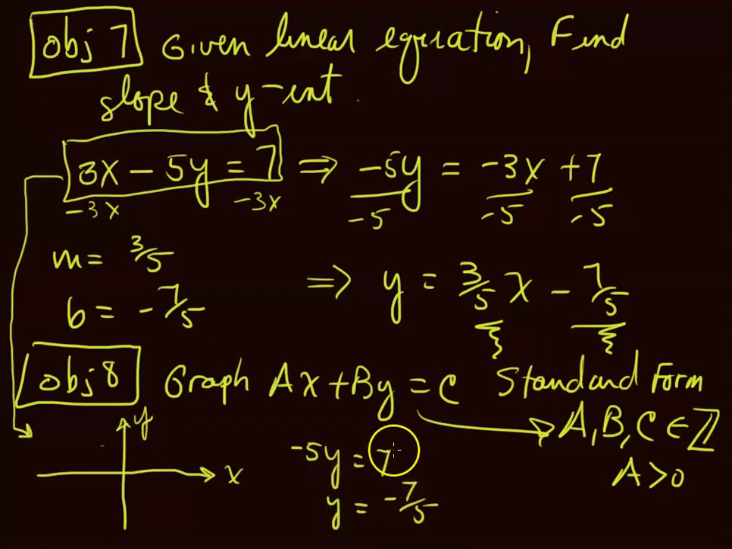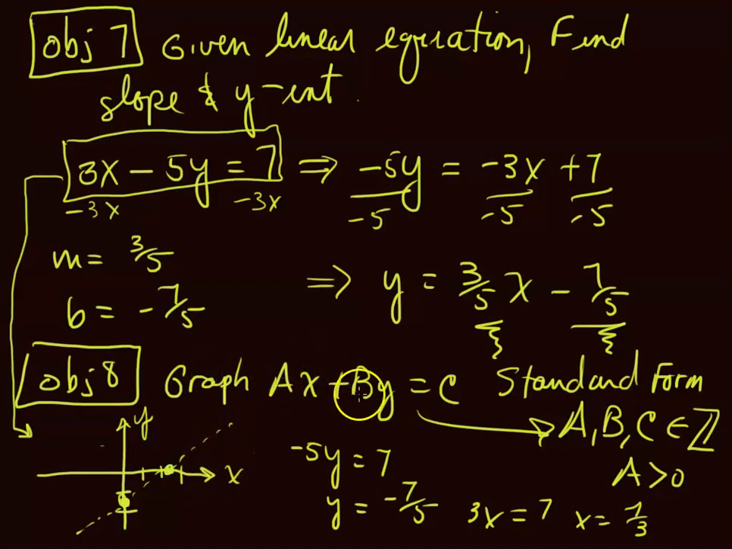Well, we knew that from over here, but I didn't know that if I had started here. So y is negative 7/5. That's negative 1 2/5. That's someplace right here. The x-intercept is when y is 0. So 3x equals 7, or x equals 7/3. So the x-intercept is 2 1/3. That's someplace right here. Once you've got 2 points, you can graph the line.